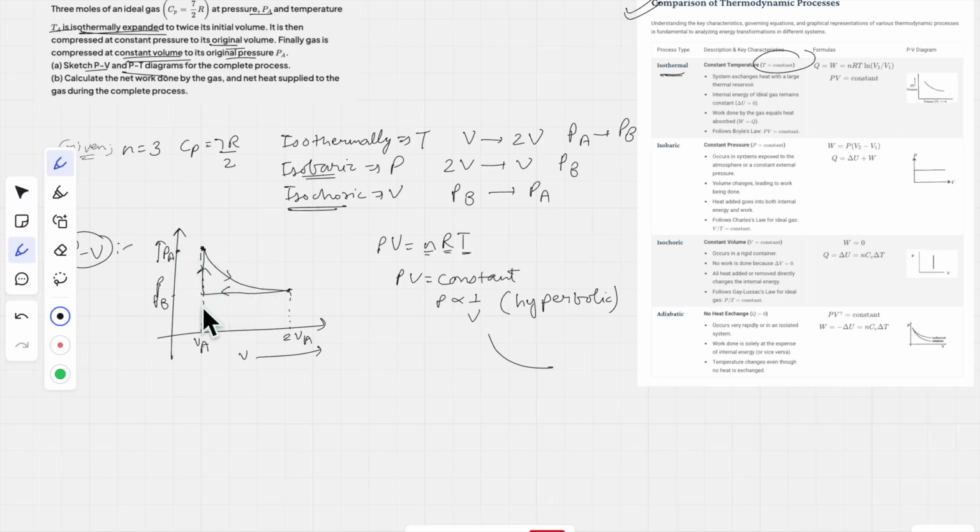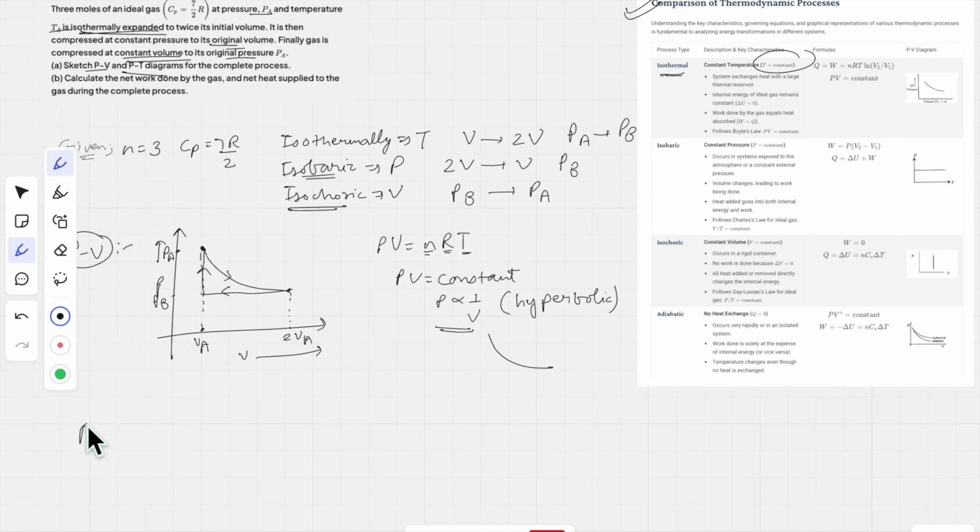So drawing the PV diagram was simple. You just need to know that this is an equation of a hyperbola. So you must draw it something like this. Then at constant pressure there would be a straight line, and at constant volume there would be a straight line. So this was the simple PV diagram for this part.